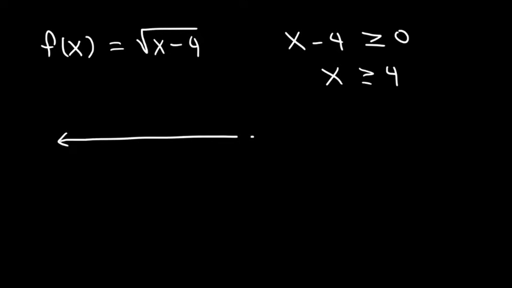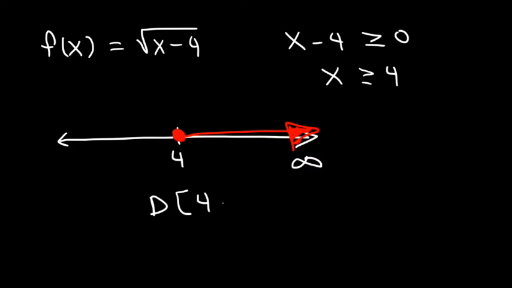So if x is greater than or equal to 4, let me draw the straight line to show this: 4, and on the right hand side it is infinity, and on the left hand side it will be minus infinity. Now look at this, here the domain will be 4 to infinity. So 4 is included but infinity is excluded, because x is greater than or equal to 4.